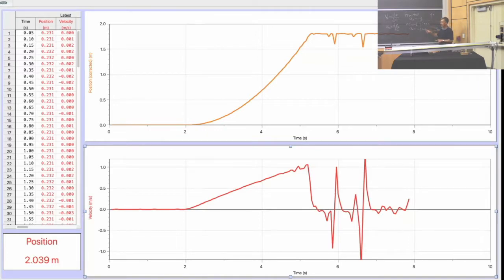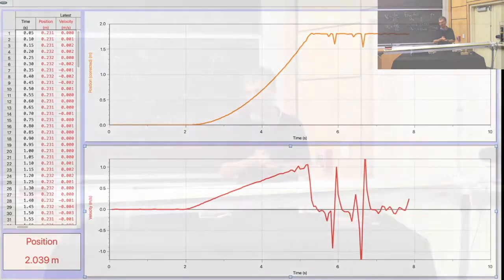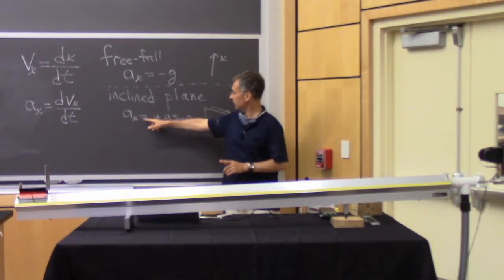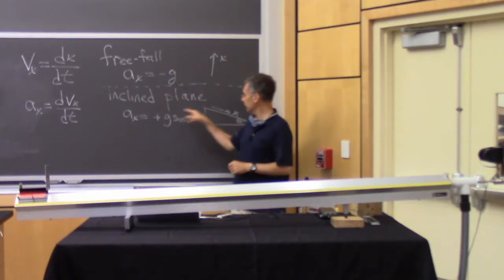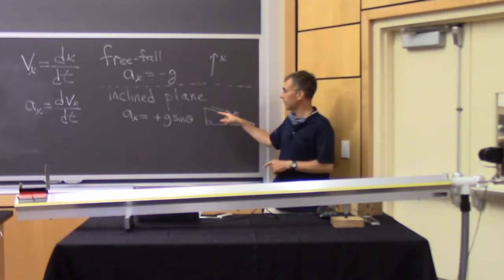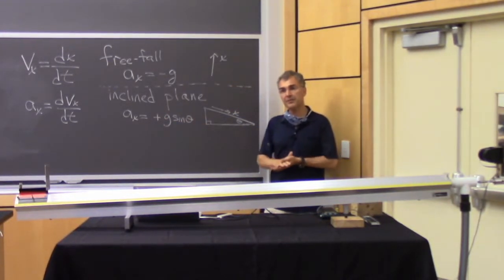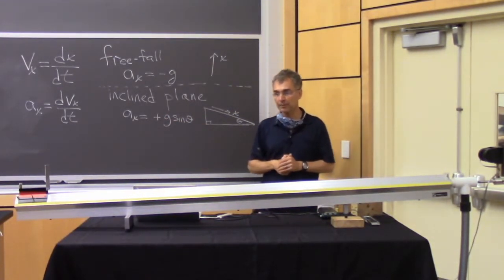And then there's the x component of velocity. So that's dx by dt. And our acceleration, a sub x, is positive in the downhill direction. X points downhill, so a sub x is plus g sine theta. If we made theta bigger, the acceleration would be bigger.